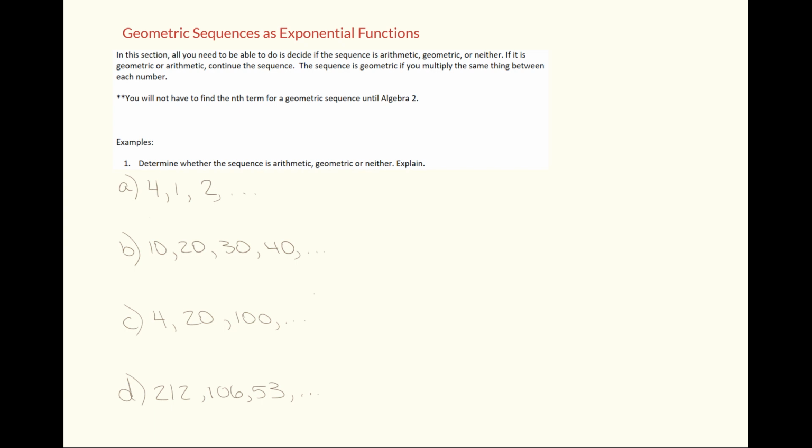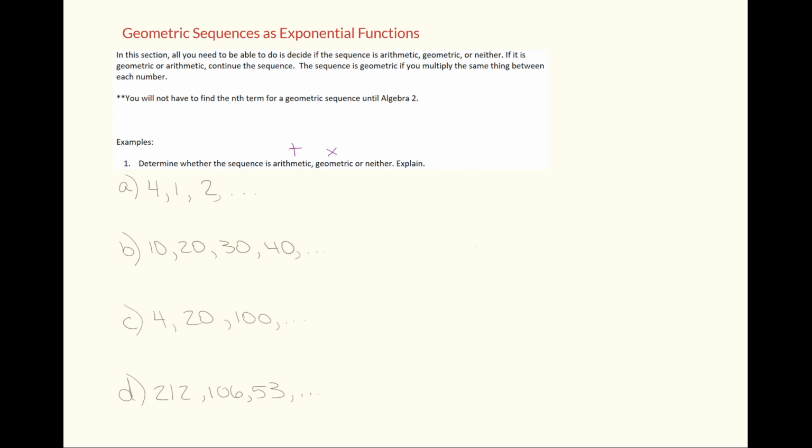So in arithmetic, you're adding the same thing in between each number, and in geometric, you're multiplying the same thing in between each number. If it is geometric or arithmetic, you're going to continue the sequence. And I already said that you will not have to find the nth term for the geometric sequence until Algebra 2. So here are some examples. Determine whether the sequence is arithmetic, geometric, or neither. In arithmetic, we're adding the same thing, and in geometric, we're multiplying the same thing.